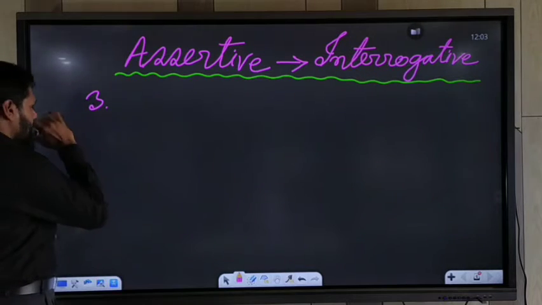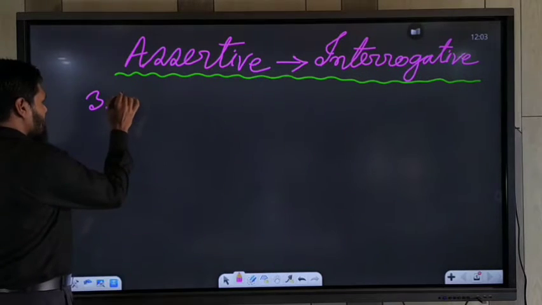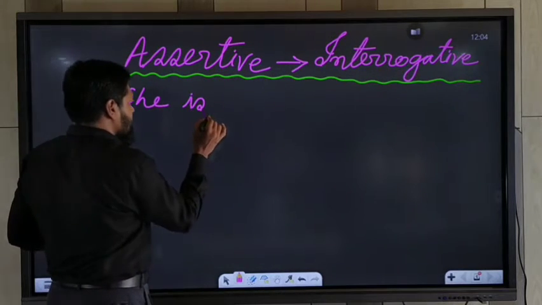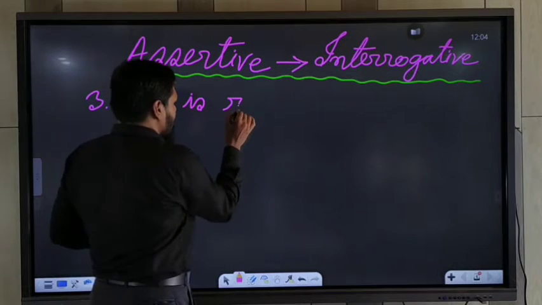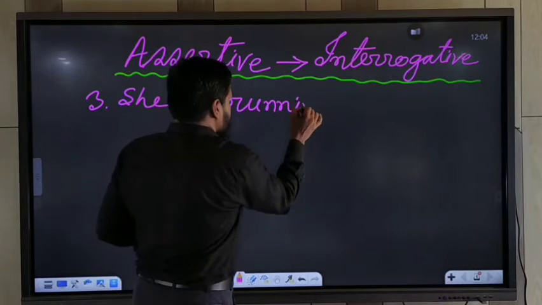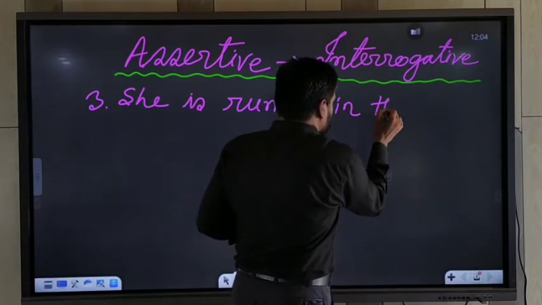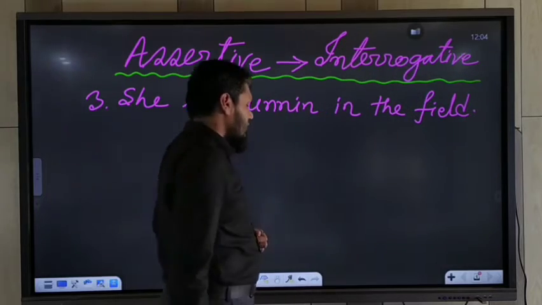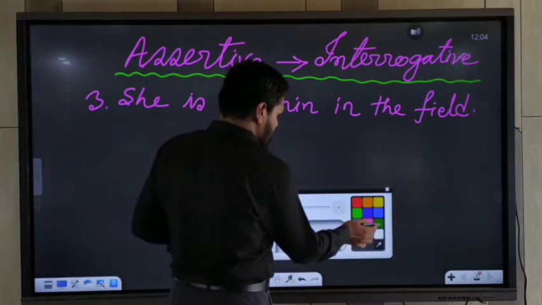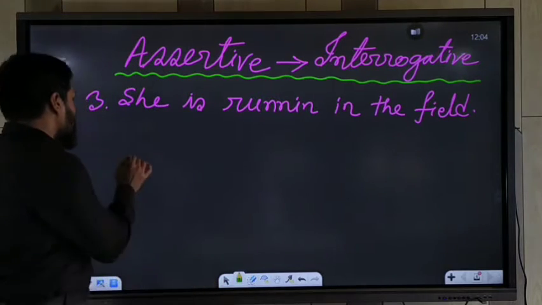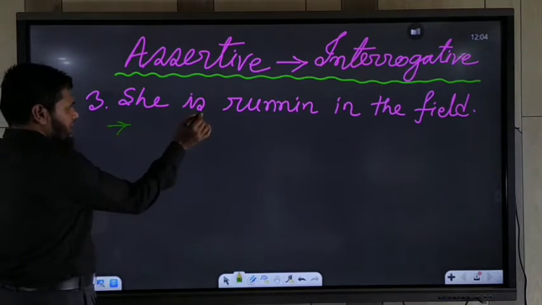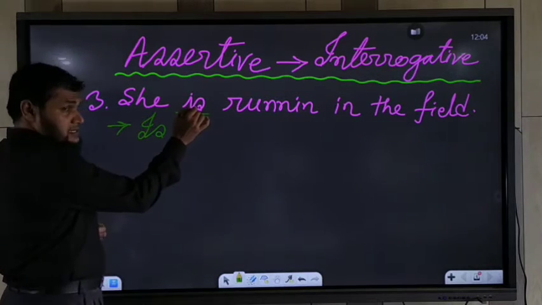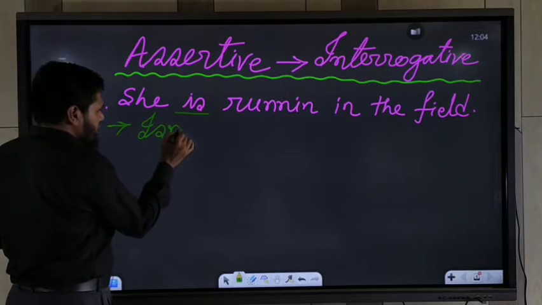Number 3. She is running in the field. So how will you change it into interrogative? Here is the auxiliary verb. You should use the auxiliary verb first. The sentence is affirmative, so you should use negative form.